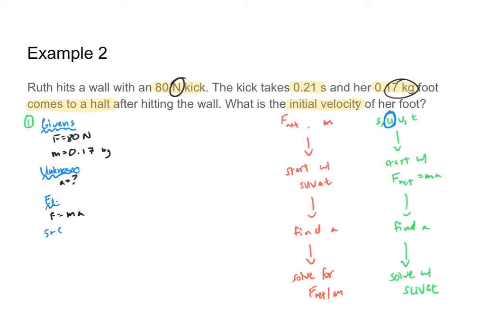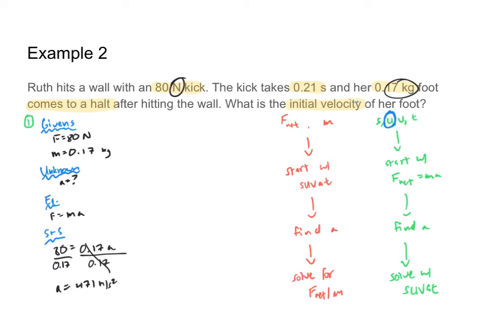So when I sub and solve, I can plug in my force, which is 80, my mass, which is 0.17, and leave acceleration as a variable, since that is what I am trying to find. To finish solving this, I'm going to need to divide both sides by 0.17 to get a by itself. And when I do that, I will find that my acceleration is 471 meters per second squared.